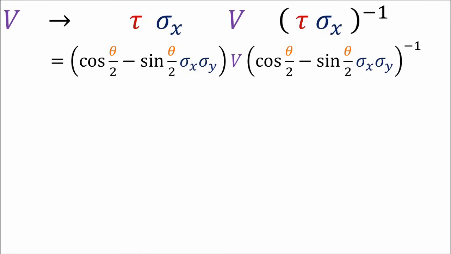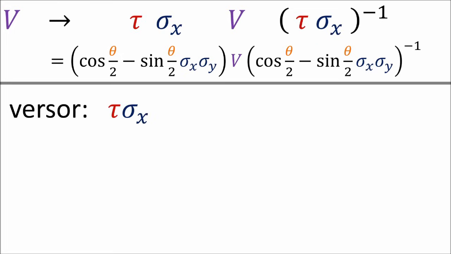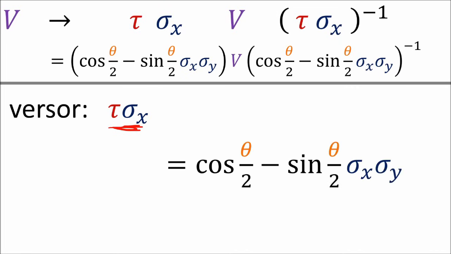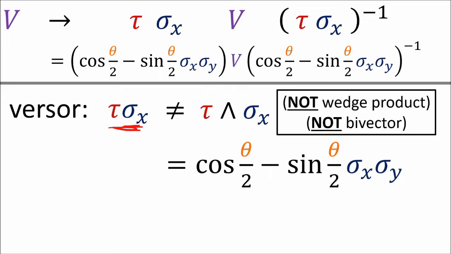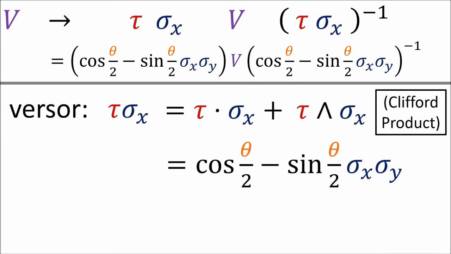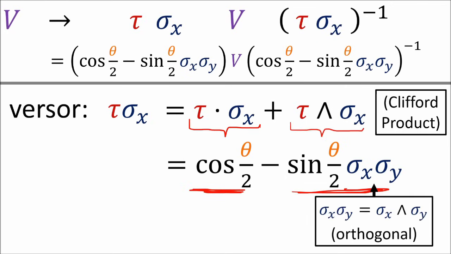Now, let's look at what we have so far. We know rotations are done using conjugation with a product of a pair of vectors. And this pair of vectors is sometimes called a versor. The versor can be written using a pair of vectors like this, or in expanded form using cosines and sines. Note that this versor is not a bivector in general. A bivector is given by the wedge product of two vectors. But the versor is given by the Clifford product of two vectors, which has a dot product part that results in a scalar, and a wedge product part which results in a bivector.